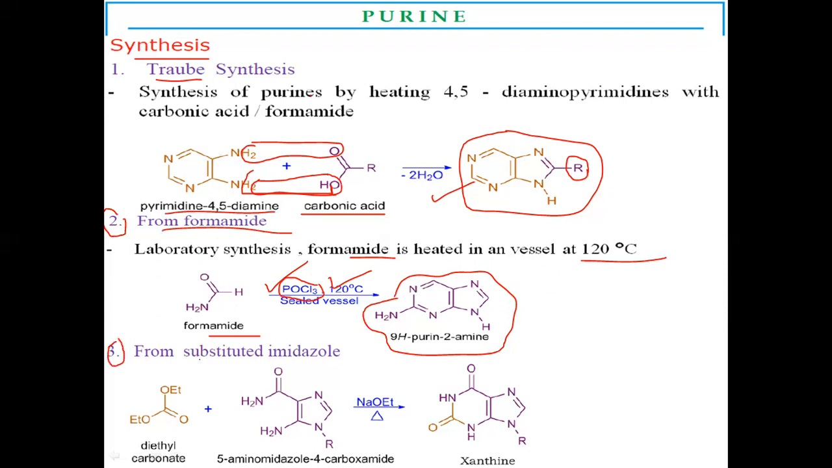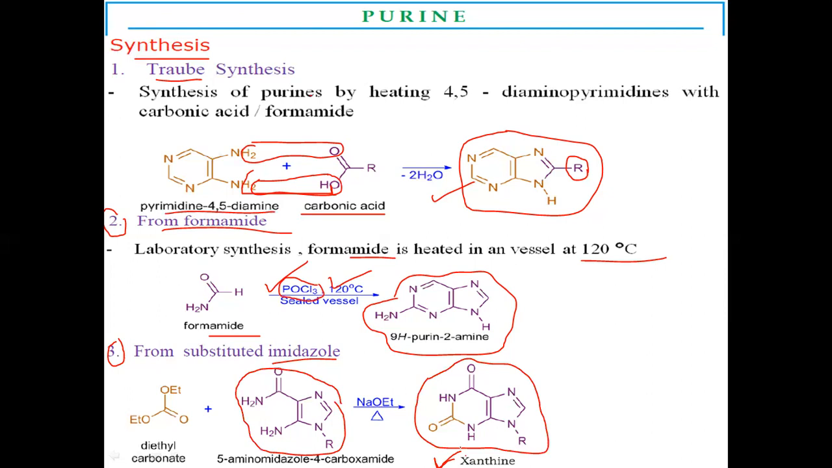The third method is to prepare the purine from substituted imidazoles. Here the substituted imidazoles react with an ester part to make the cyclized product in the presence of sodium ethoxide, and to form the most stable derivative of purine, that is xanthine. From substituted imidazoles, they react with diethyl carbonate to form xanthine, a more stable form of the purine. The most stable derivative of purine is xanthine.